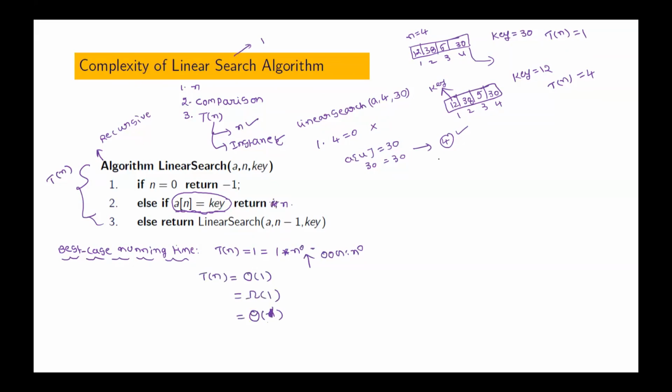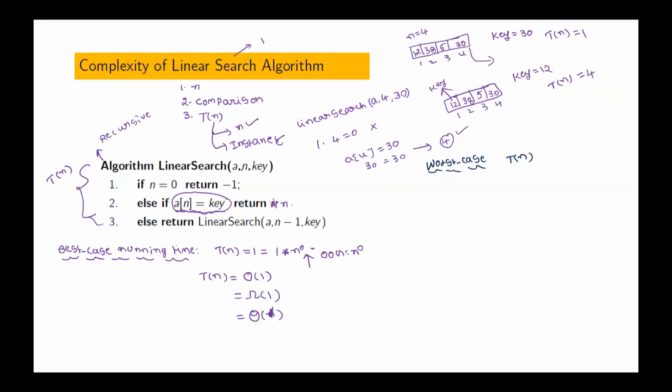Okay. Similarly, tell me what is the worst case running time of this algorithm? Let T of n be the time this algorithm takes when n is given as input. Is that okay? So the time is T of n.